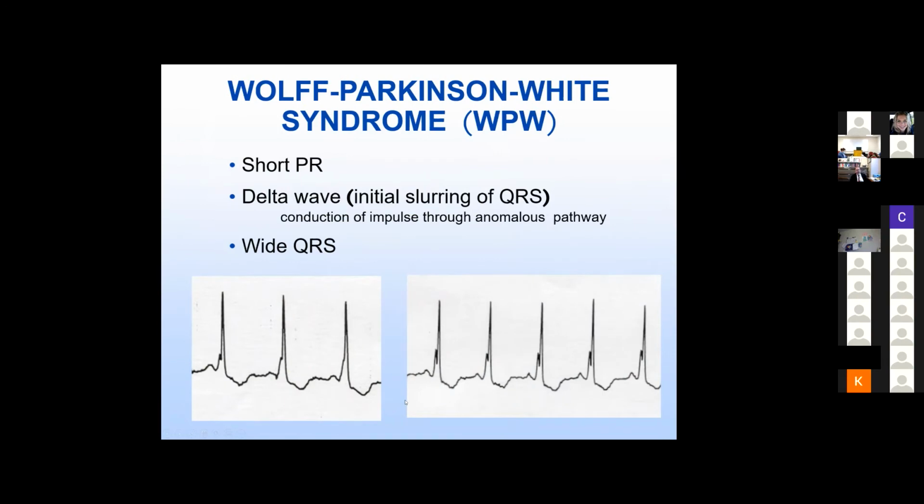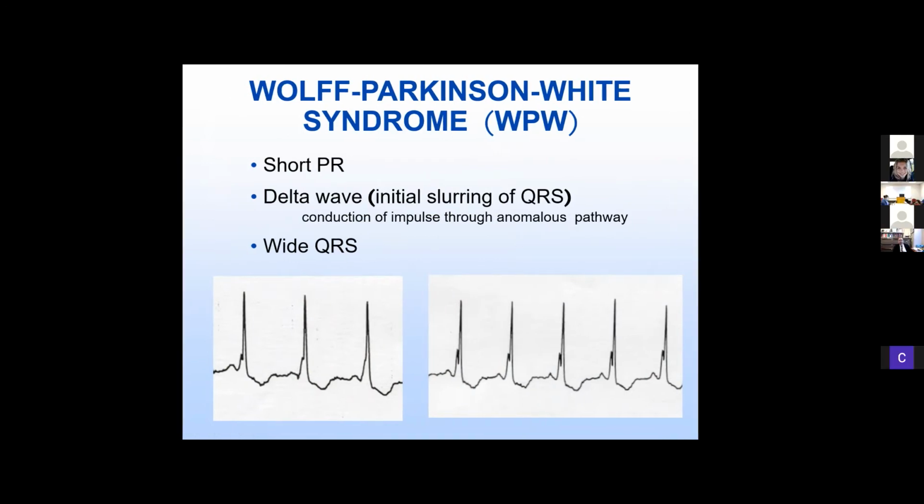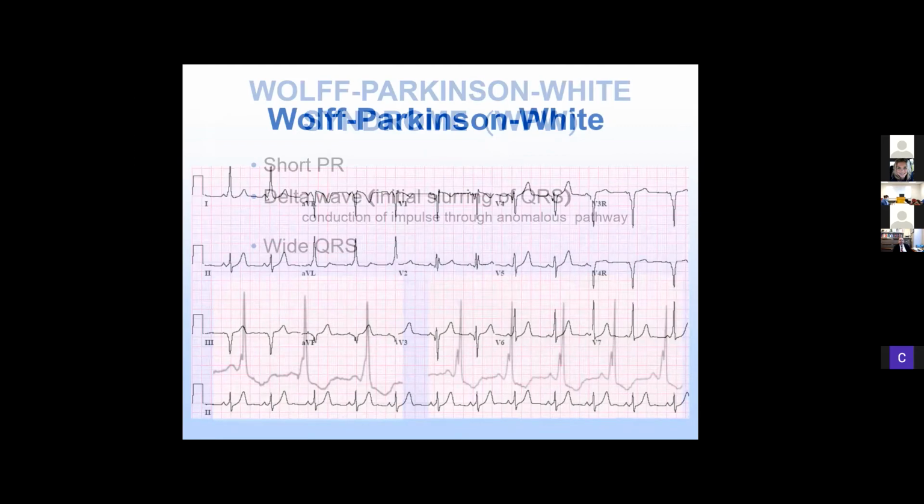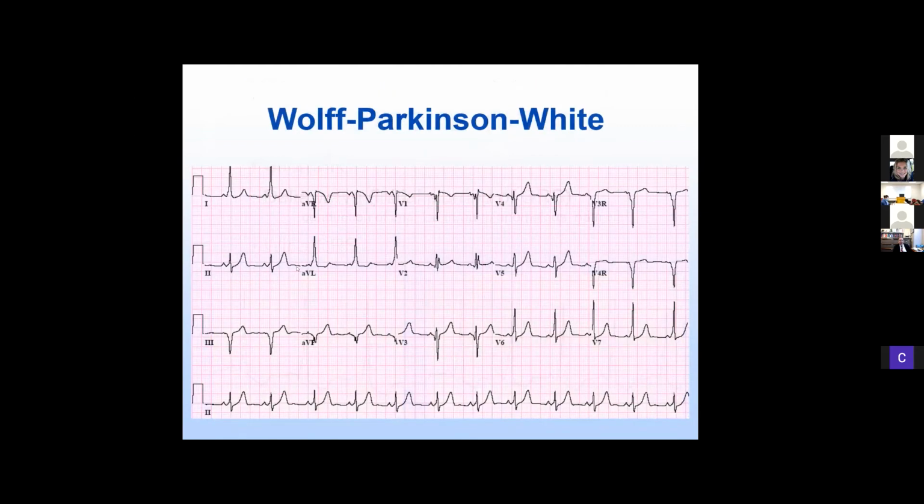This can be very subtle. It can be very obvious, as in this case. So if you take a look at patients, if there's a short PR interval and there's this slurring of the upstroke of the QRS, this is a patient who has Wolff-Parkinson-White.